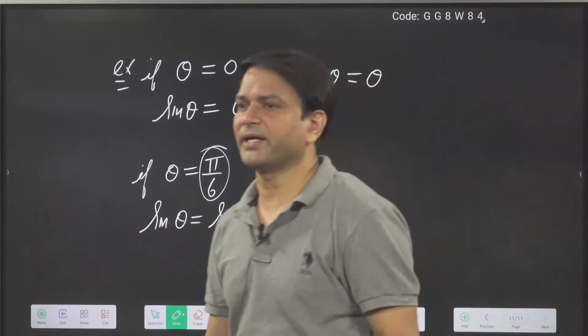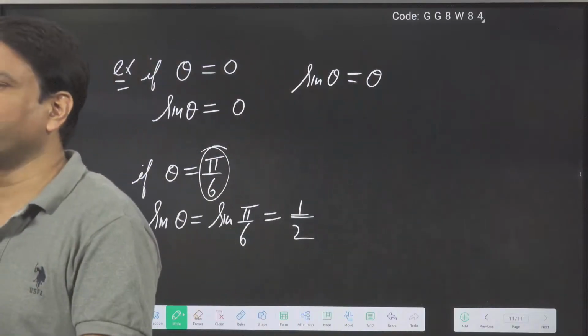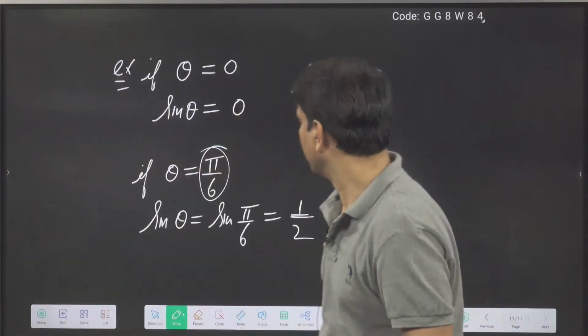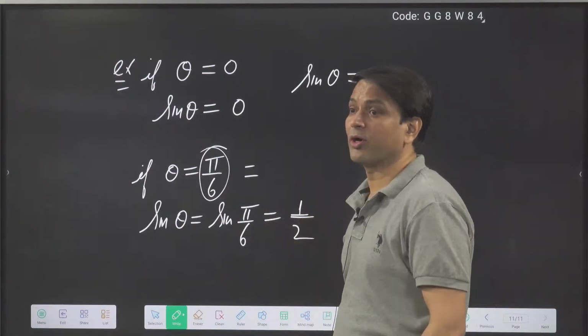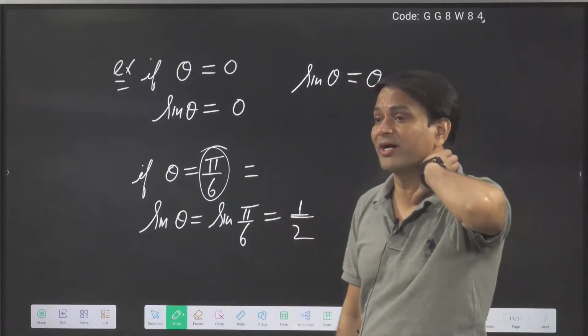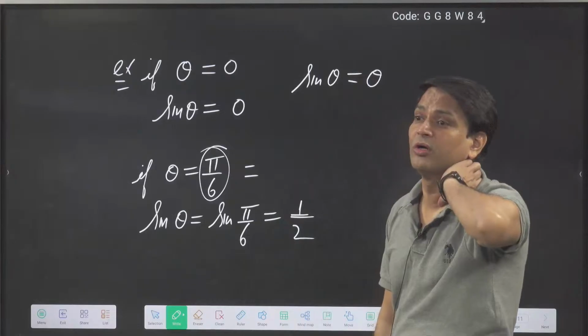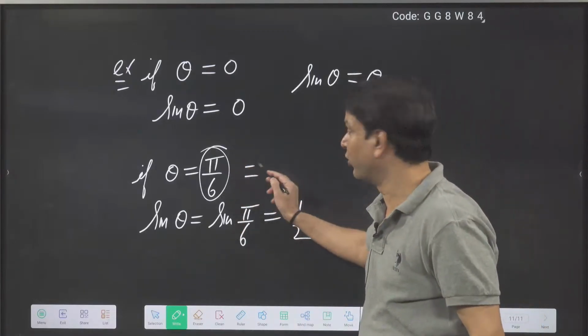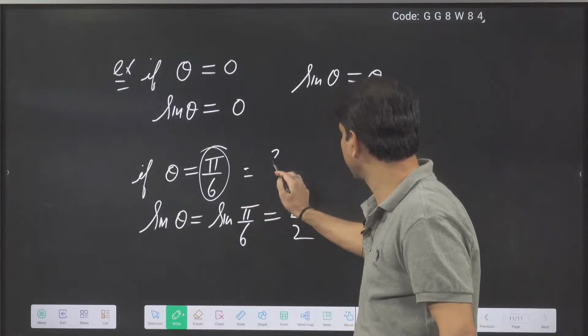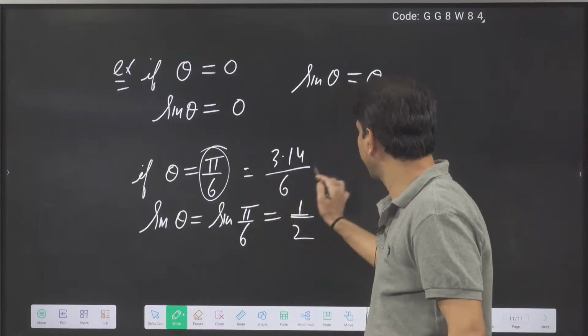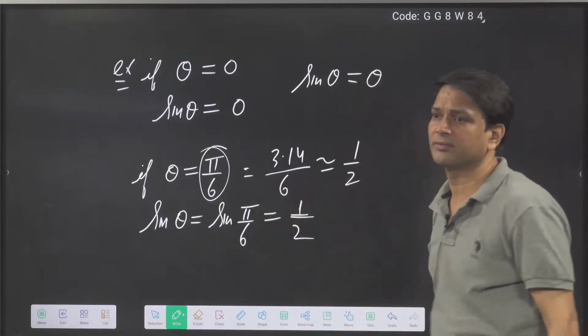Now, what is the value of pi by 6? What is the value of pi? Pi is 3.14. 3.14 by 6, what will you get? I'm not asking in degree, Nalaik, again. I'm saying pi value. Pi value is 3.14. 3.14 by 6, approximately it will be what? Approximately it will be 1 by 2 or not?